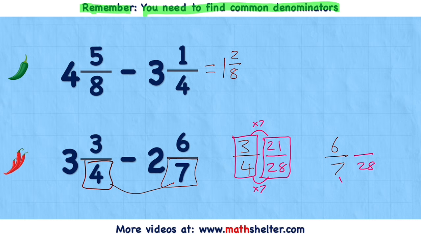So how did I get from 7 to 28? I multiplied by 4, so I have to now get my 6 times 4 as well. 6 times 4 is 24. So now that I've done that, I can get rid of this first fraction and just use my new fractions.